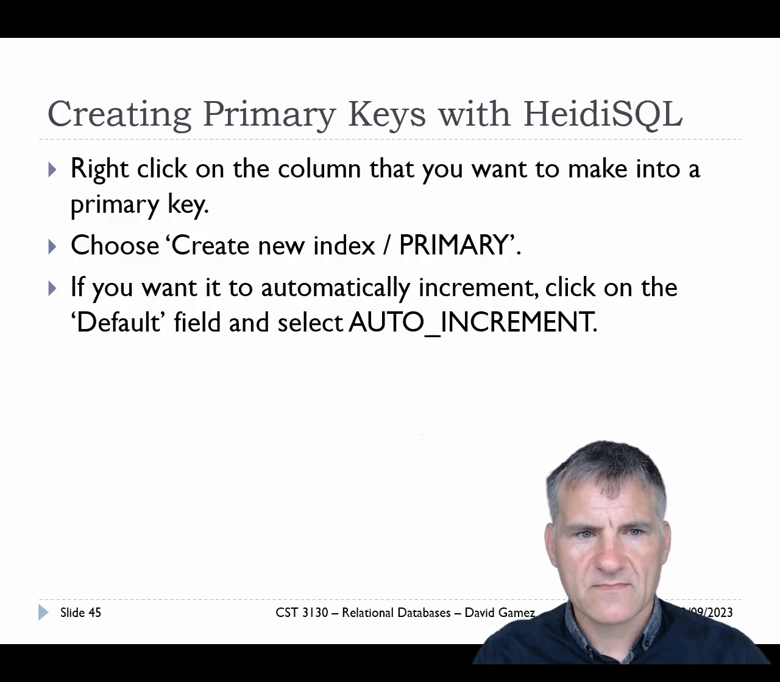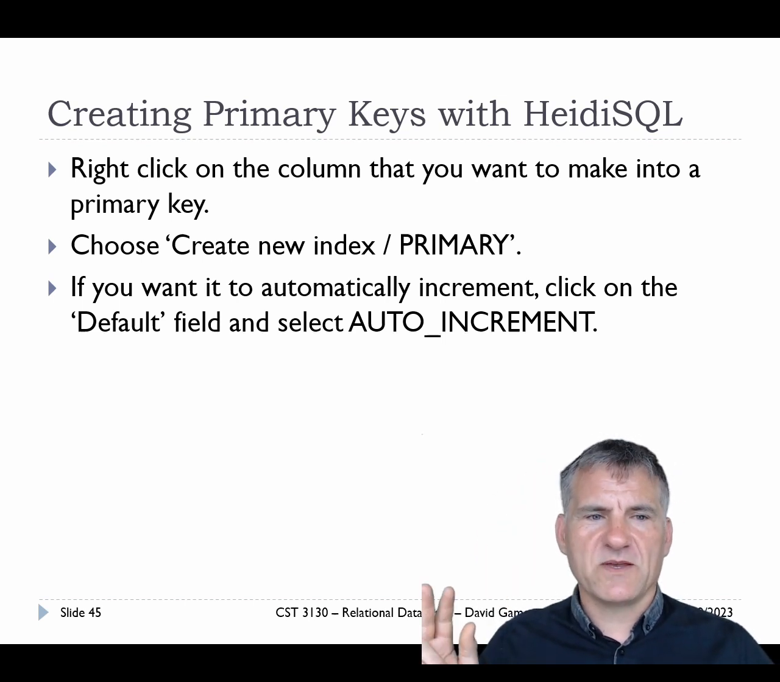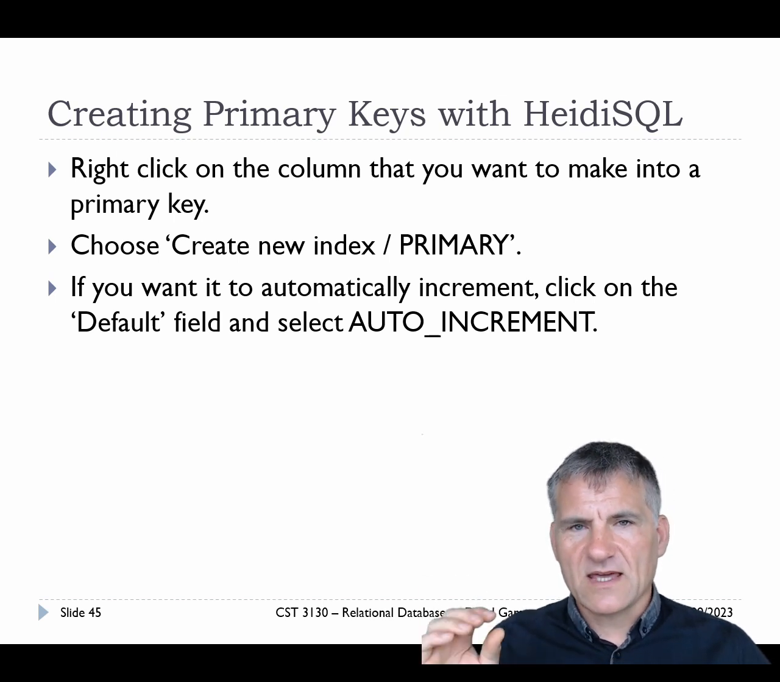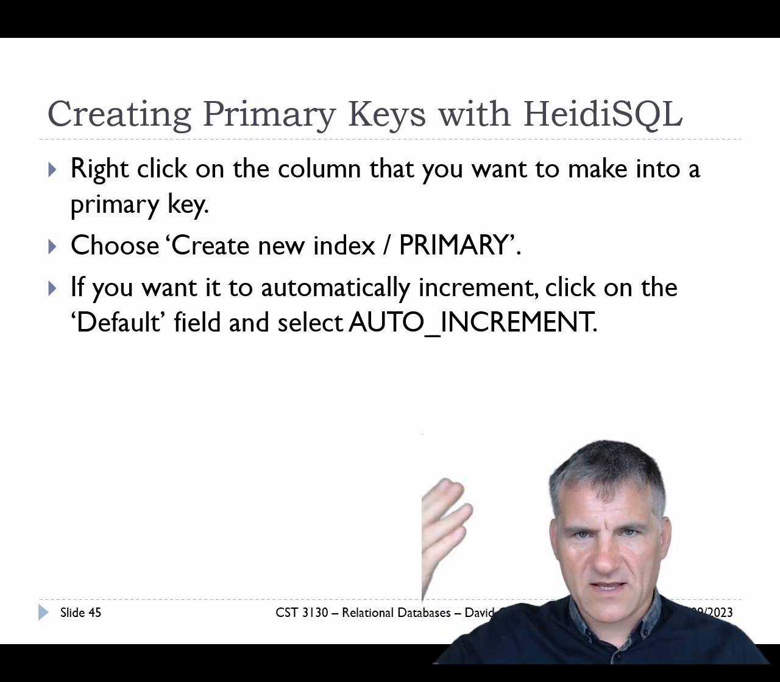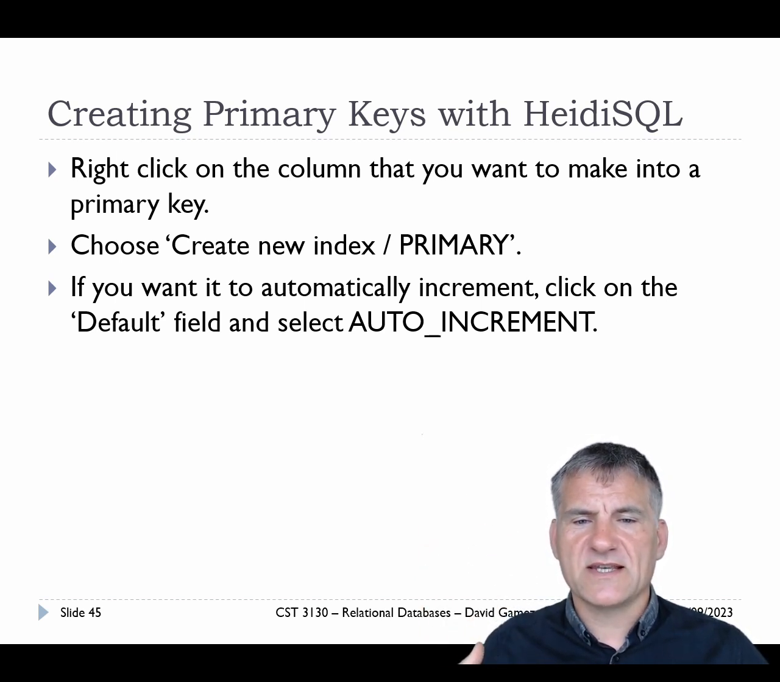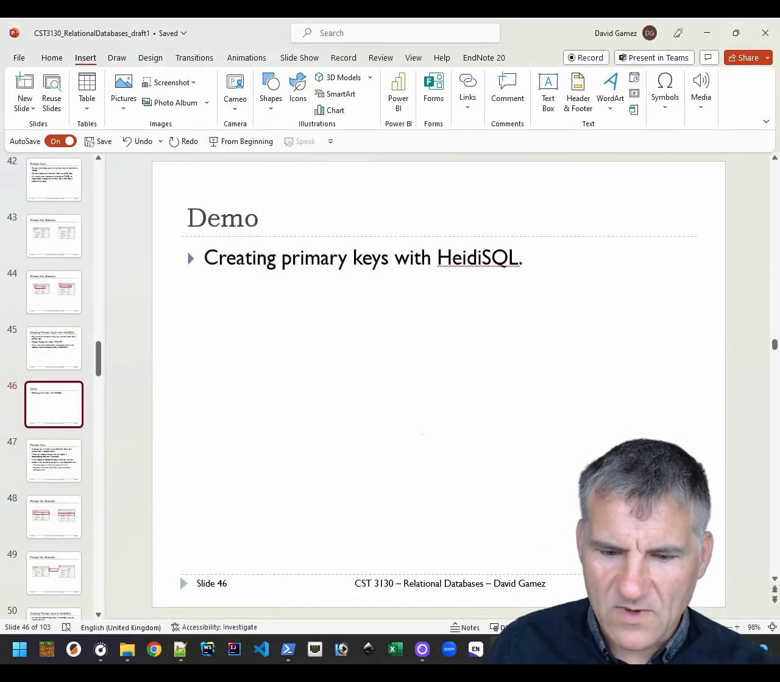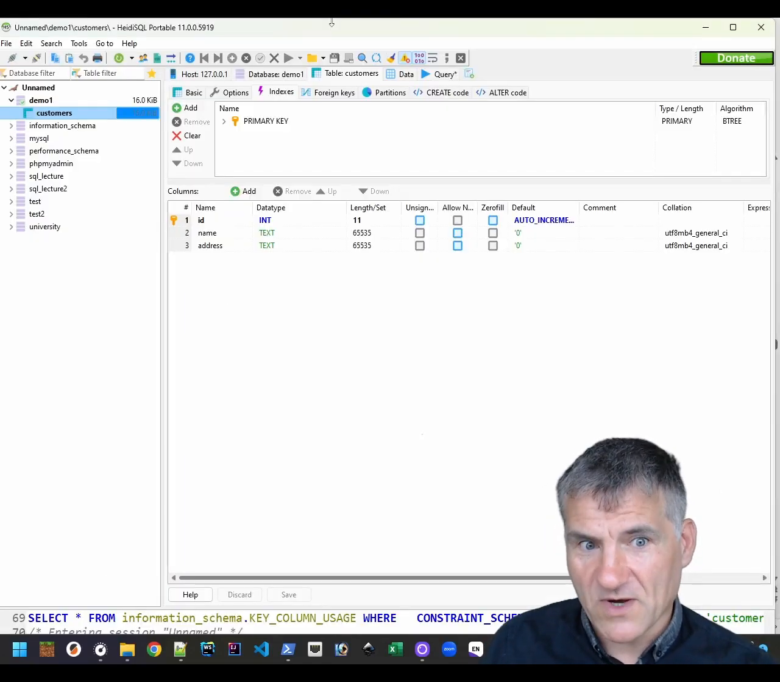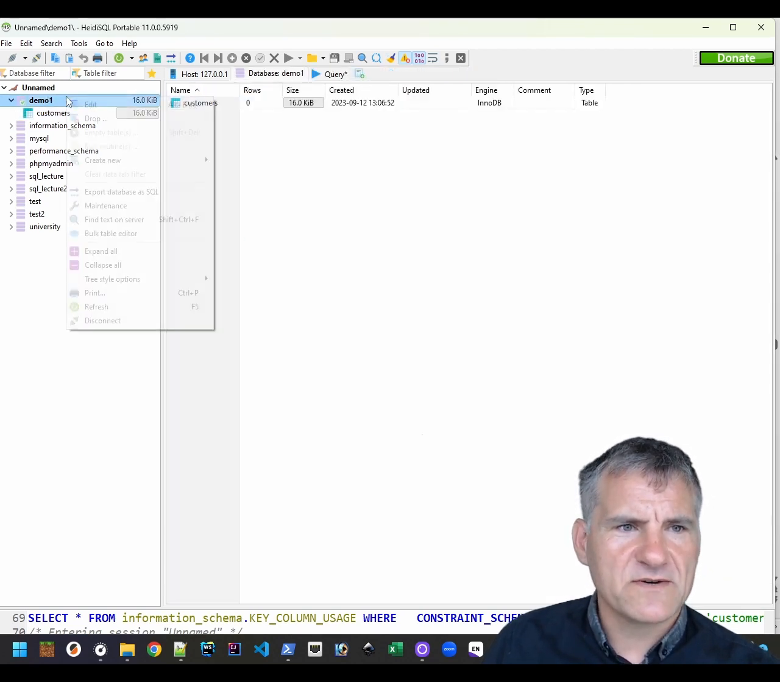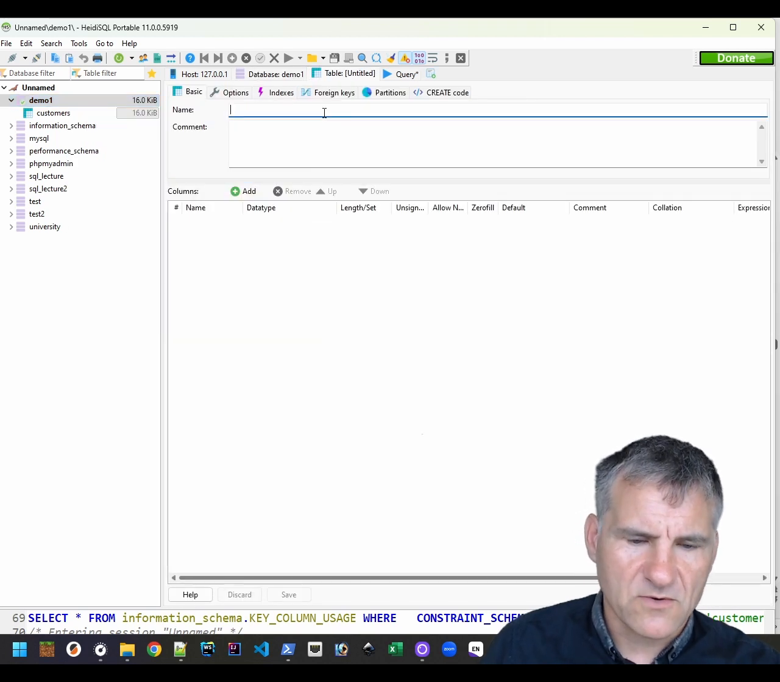So with HeidiSQL, all you have to do is right-click on the column that you want to make into a primary key, and then you choose Create New Index Primary. And if you want this automatic feature, where it automatically creates a new primary key whenever you insert data, then you just select the Auto Increment field. I've already done this once, but I wasn't going to explain what I was doing, so I'll do it again. So let's create our orders table. Let's add a new table. We'll call that orders.